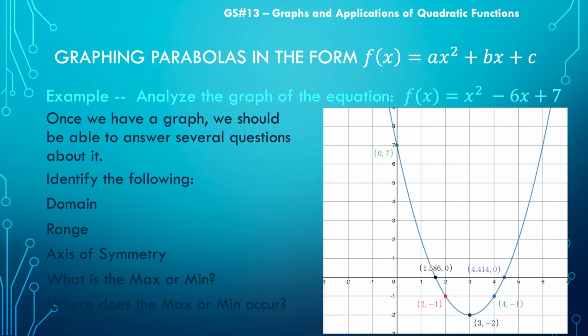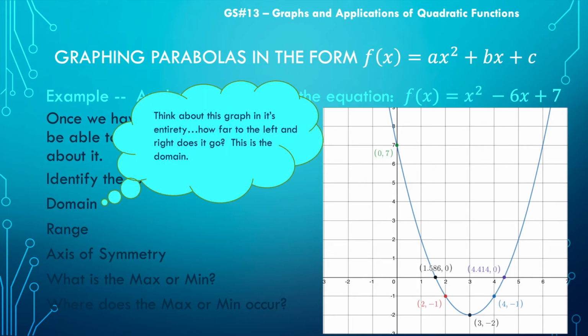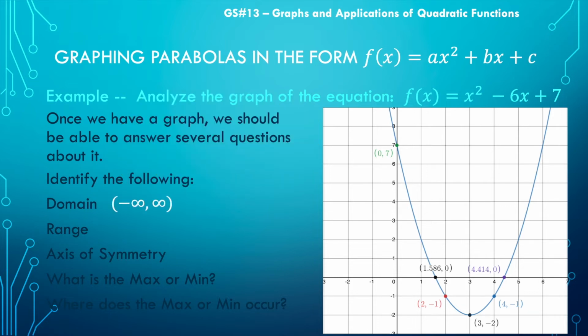So thinking about the domain, you want to think about the graph in its entirety. What I'm looking at right now is just a piece of the graph. And to be honest, I couldn't actually draw the entire graph because it goes infinitely to the left and the right. It doesn't stop. So I want you to think about that. How far to the left and the right does it actually go? Because that's your domain. And you would say that the domain of a quadratic, any quadratic in this form, is going to be negative infinity to positive infinity.